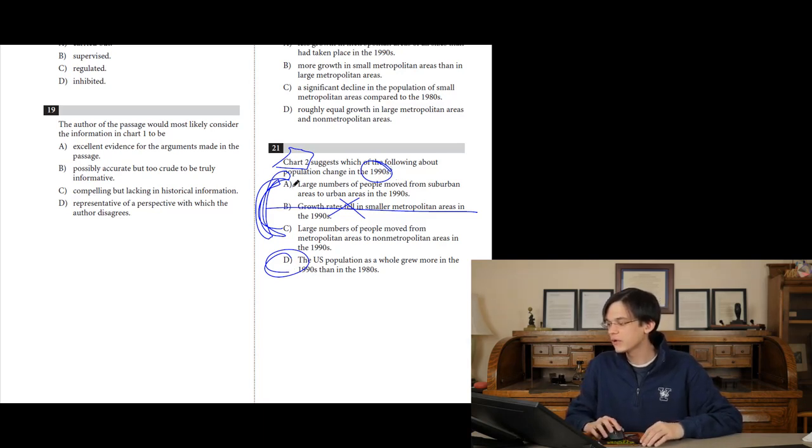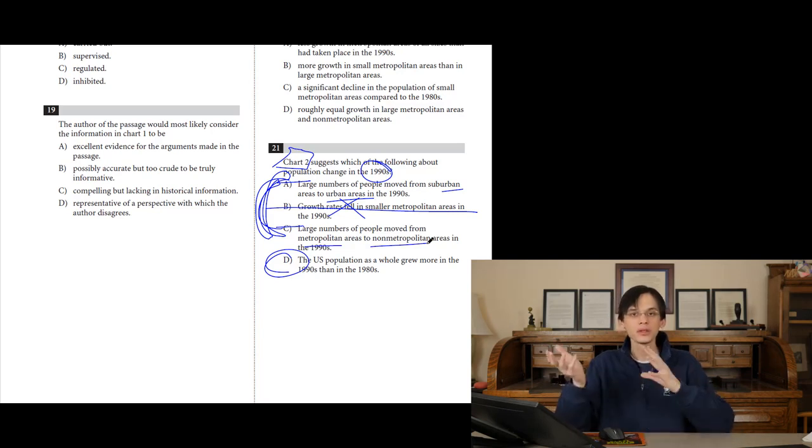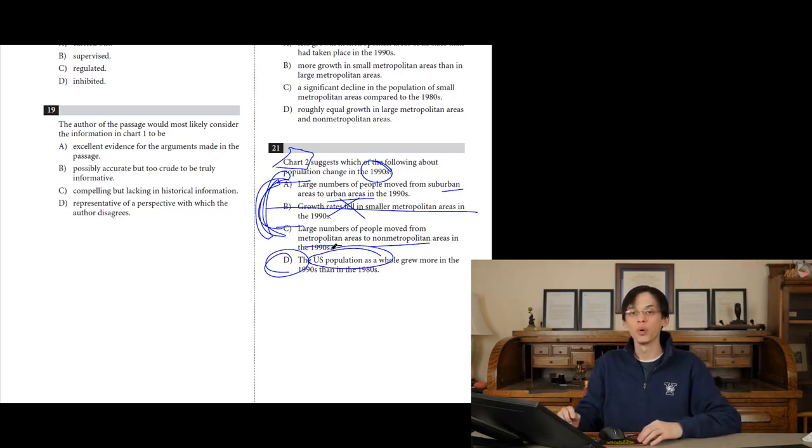Realize that you can't fall for the trap of picking A or C. Large numbers of people moved from suburban to urban? We don't know that. Large numbers of people moved from metropolitan to non-metro areas? We don't know that. We don't know how the people moved around. Maybe everyone just keeps staying in their own spots and the cities just keep growing because the population as a whole grew more in the 90s than the 80s. The answer to number 21 is going to be D.